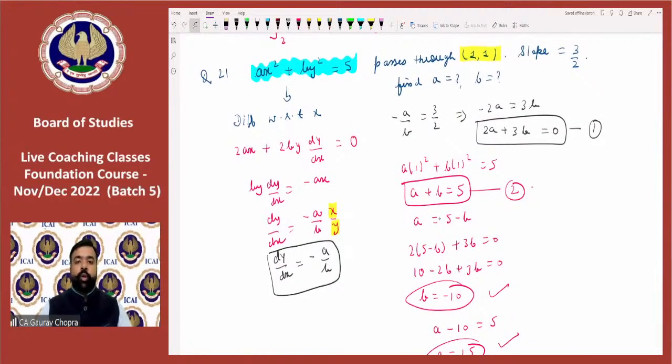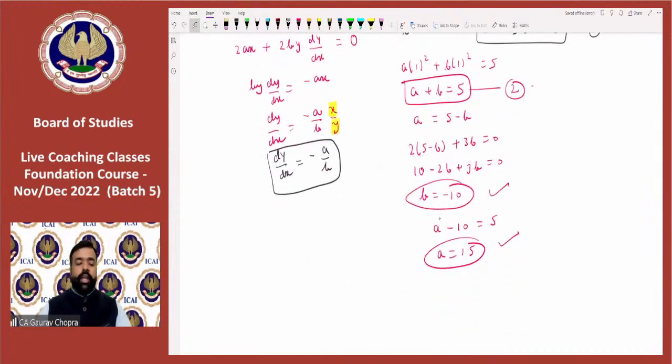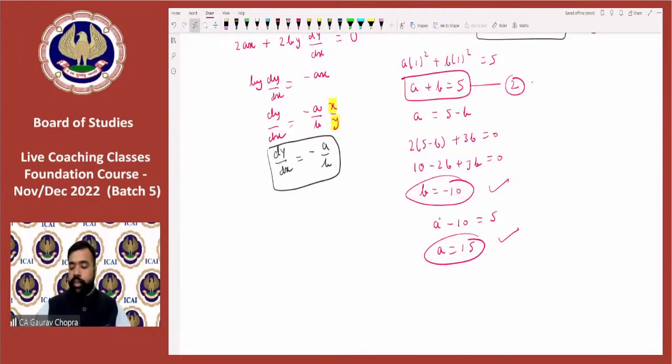So in this question, there was given equation passing through a point and slope was given. So first of all, what we did, differentiate and then got the value of dy by dx. In place of dy by dx, we have put 3 by 2 and got the equation. Now, in order to get the second equation, we have inserted the point in the given equation and got the second one. Now, after solving both of them, we have got value of a and b. So in this manner, we can easily calculate the result.